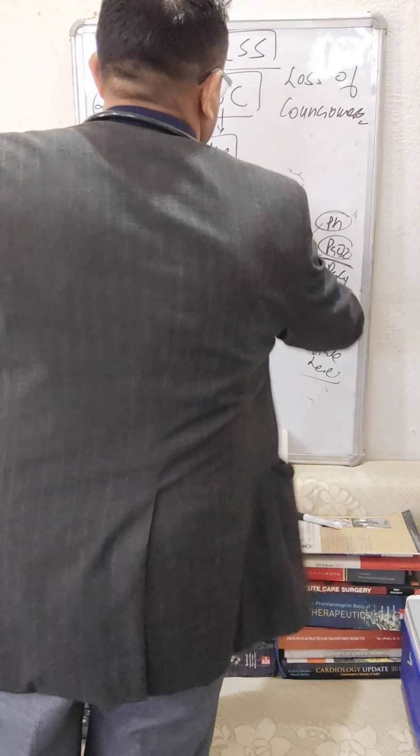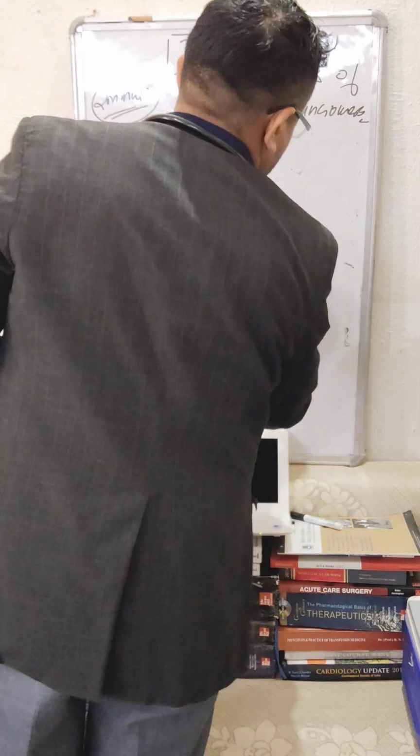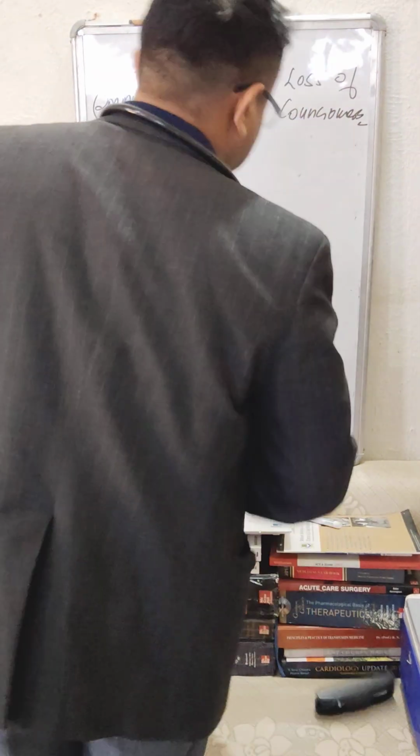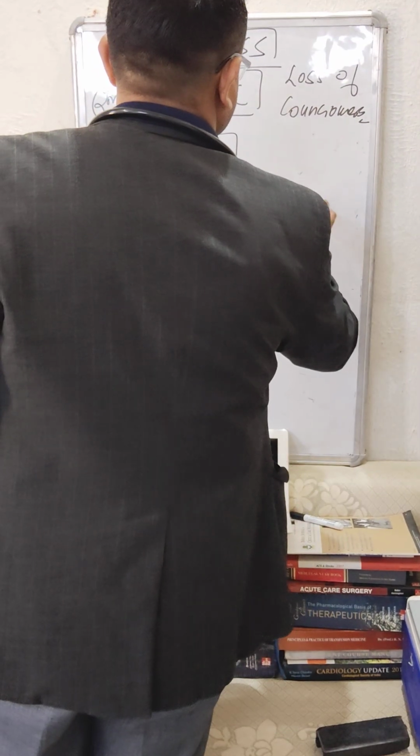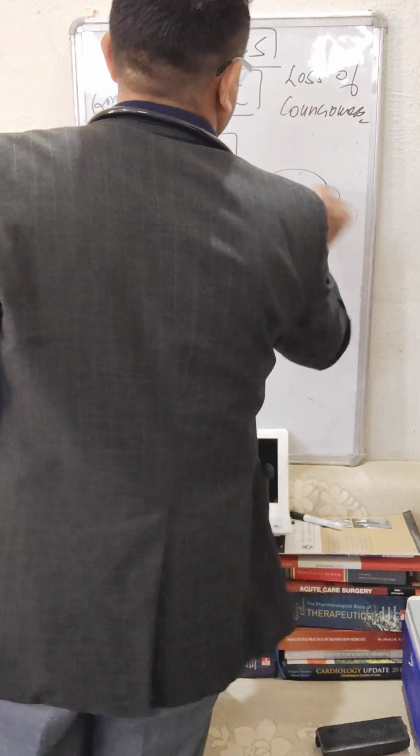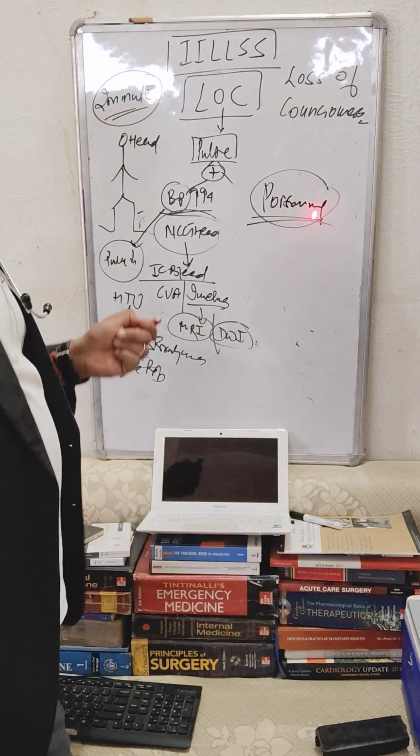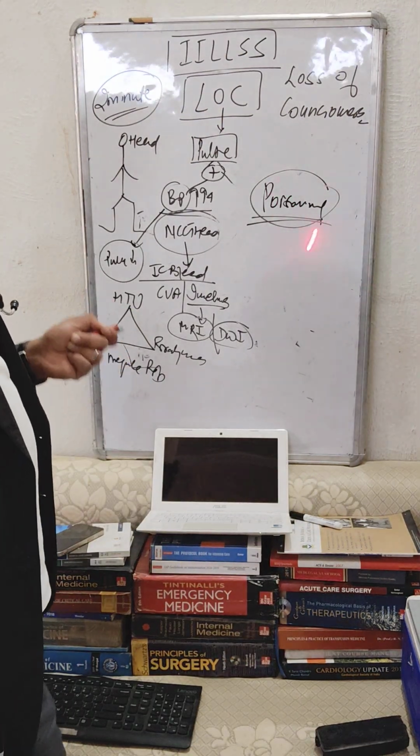Then we have to suspect poisoning, the most important part. If the patient is in poisoning, then we have to look for the poisoning. One thing most important: any history of poisoning, sudden onset.